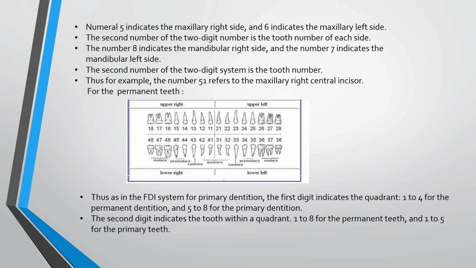The FDI system for the permanent tooth is given in the diagram. Thus, as in the FDI system for primary dentition, the first digit indicates the quadrant, that is 1 to 4 for the permanent dentition and 5 to 8 for the primary dentition. 1 is for upper right quadrant, 2 is for upper left quadrant, 3 is for lower left quadrant, and 4 is for lower right quadrant. And the second number indicates the tooth number.